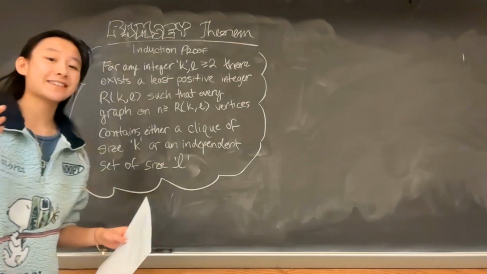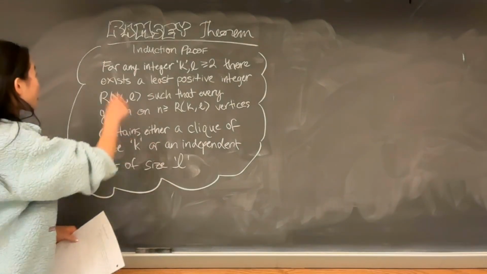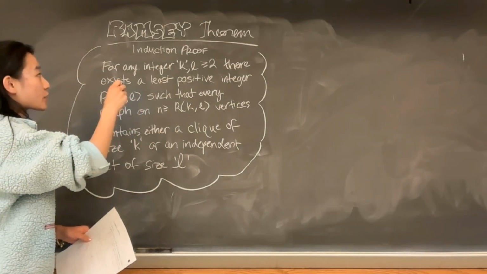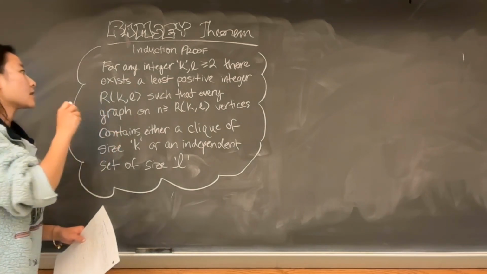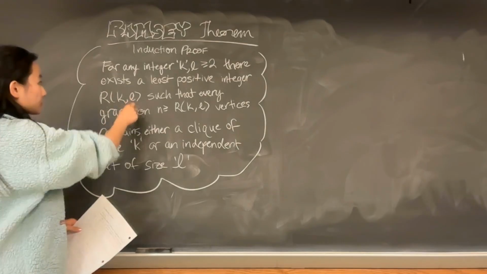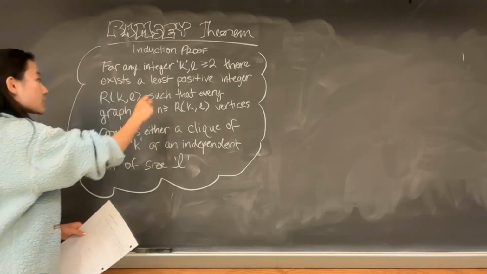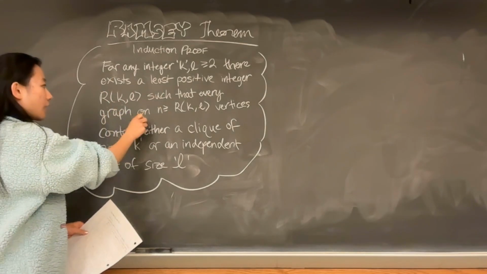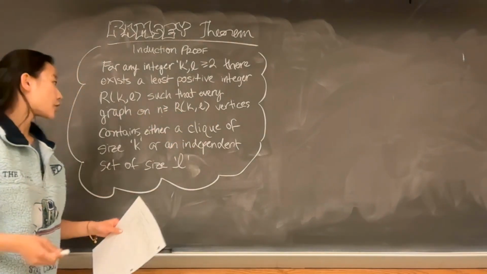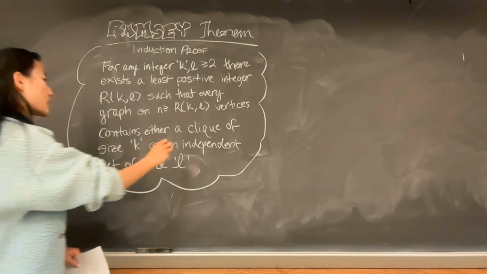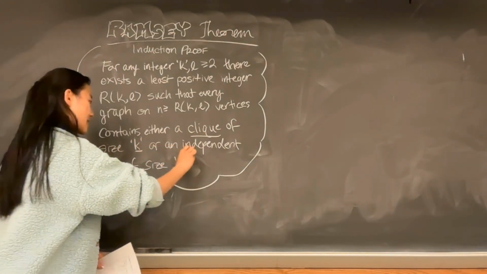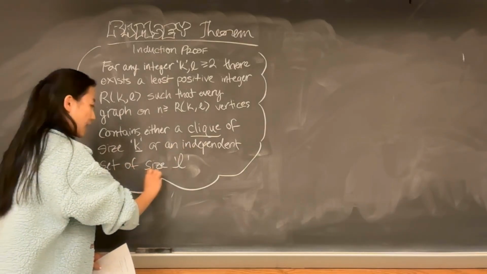So what Ramsey's theorem states is, for integers k, l greater than or equal to 2, there exists a least positive integer R(k,l), that would be the number of vertices, such that every graph on n greater than or equal to R(k,l) vertices contains either a clique of size k or an independent set of size l.